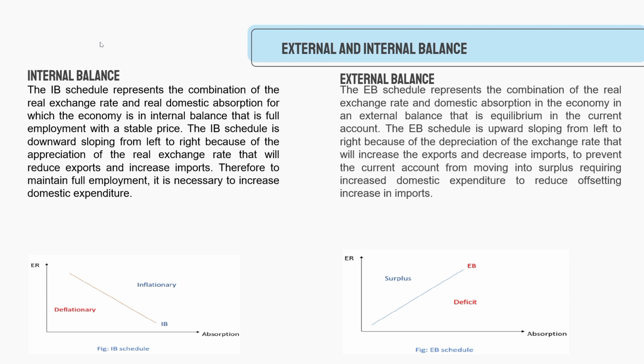Also, the EB schedule shows the relationship between the real exchange rate and real domestic absorption for which the economy is in external balance, that basically shows balance in the current account. The EB schedule is an upward sloping curve because any depreciation of the exchange rate will increase exports and decrease imports to prevent a current account surplus. On the right side of the EB schedule, there is a deficit. On the left side of the EB schedule, there is a surplus, because on the right side, domestic expenditure is greater than is required to maintain current account equilibrium, resulting in a deficit. Also on the left side, domestic expenditure is lesser, so there is a current account surplus.